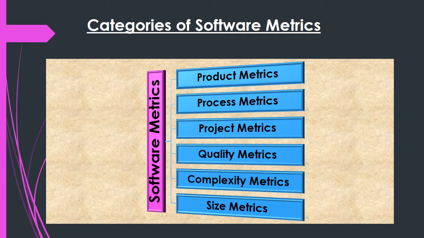Then the next, we have the complexity metrics, which is used to measure the complexity of the program, as well as the complexity of various modules that combine together to form a particular program. And with the help of flow graphs, we will use these complexity metrics in order to find out the complexity of the entire program.